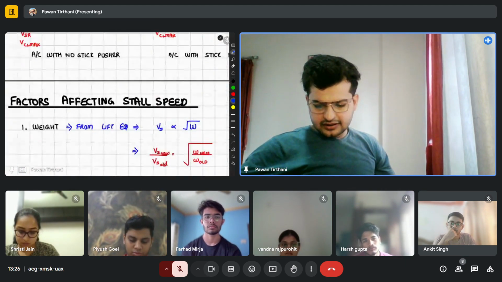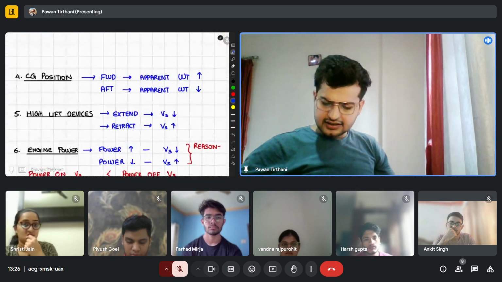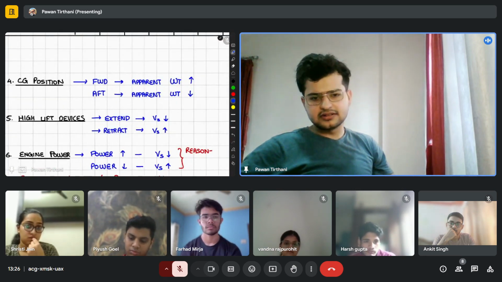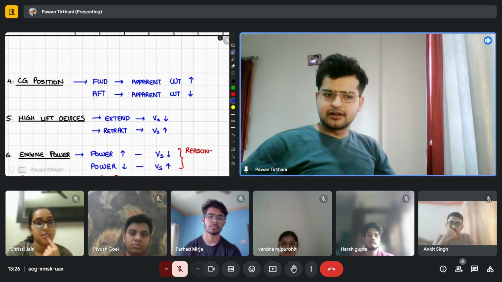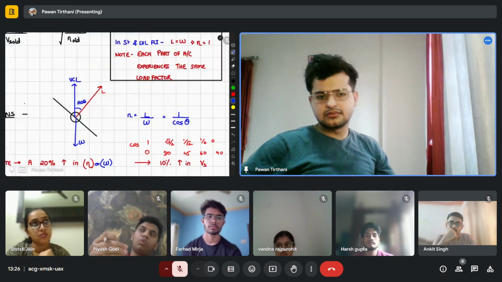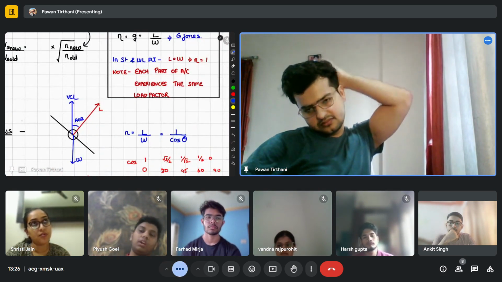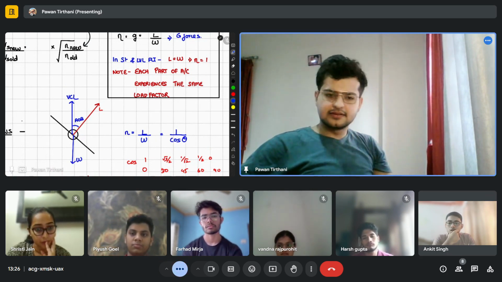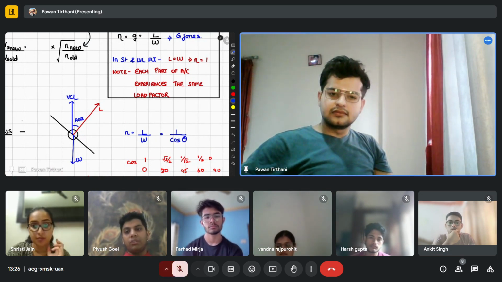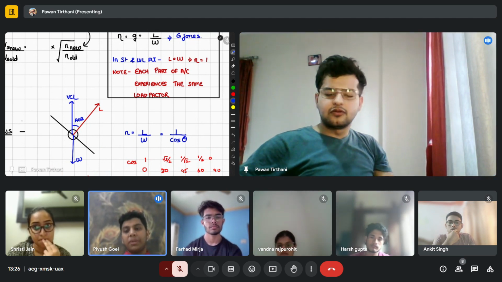So if your weight increases, your stall speed increases, then needless to say, your CG position will also change your stall speed. If the CG goes forward, what happens to your apparent weight? Increases. Why does your apparent weight increase? Pitching down moment ज़्यादा है. Explain it to me a little bit more.